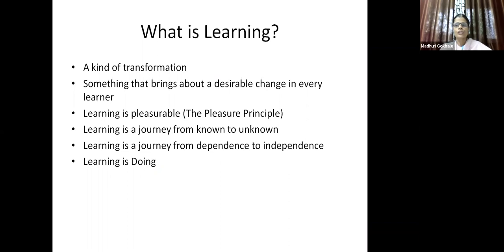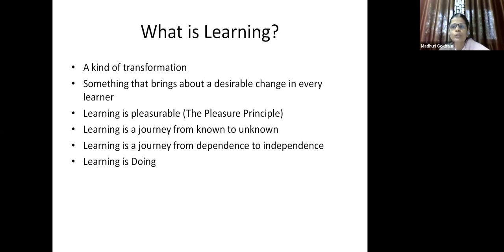So, just to take a clue from the first session, what we have been discussing. In the previous session, we talked about what is teaching and what is learning. Just before I go into the activities now, very briefly, I'll put forth these ideas once again. I think we have already defined learning as a process of change or as a process of transformation. Learning is something that brings about a desirable change in every learner. Learning has to be pleasurable.